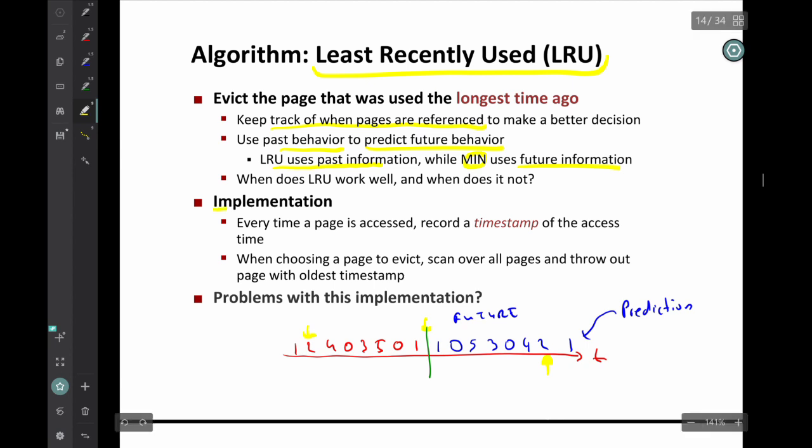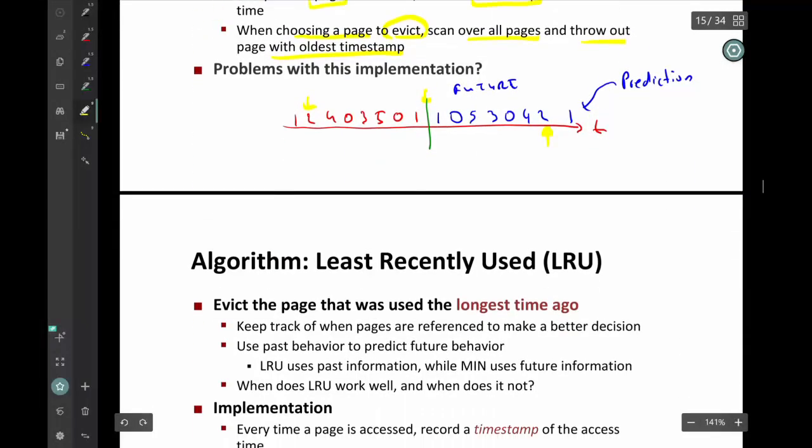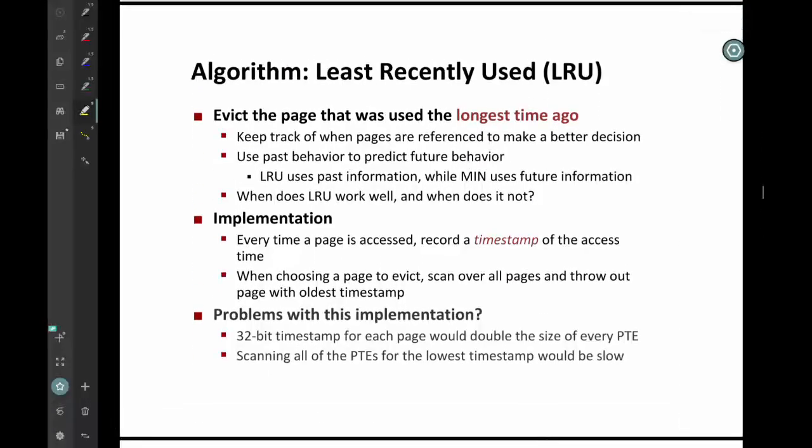We can implement this by recording a timestamp of access every time a physical page is accessed. When we are choosing the page to evict, we scan over all the pages and throw out the one with the oldest timestamp. Okay? Now, what is the problem with this algorithm? We have two problems with this implementation.